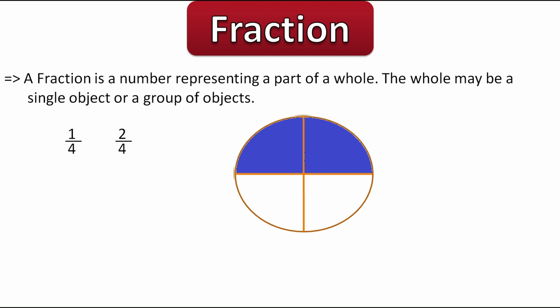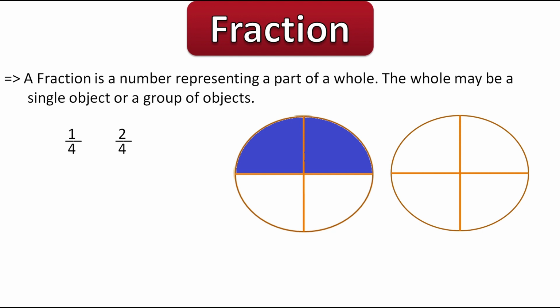Now they have told that the whole may be a single object or a group of objects. Here I took a single object. Now if I want a group of objects, then I have to take one more circle and I'll make again 4 parts of this. Now if I want to represent one part from this circle and 2 parts of this circle, then how do I have to write? First I'll write 3. Why 3? Because here there are 3 parts which I am going to represent.